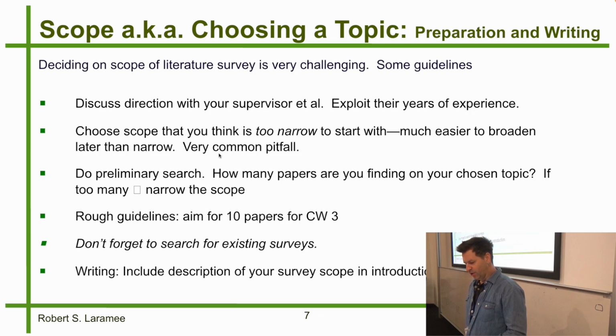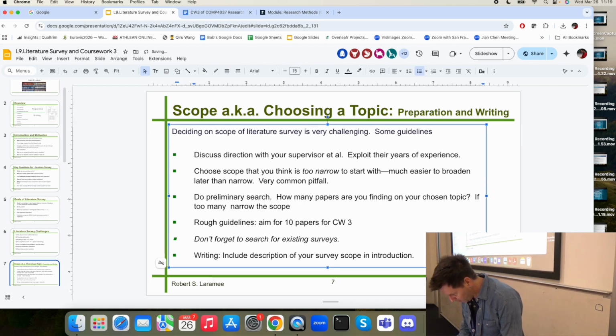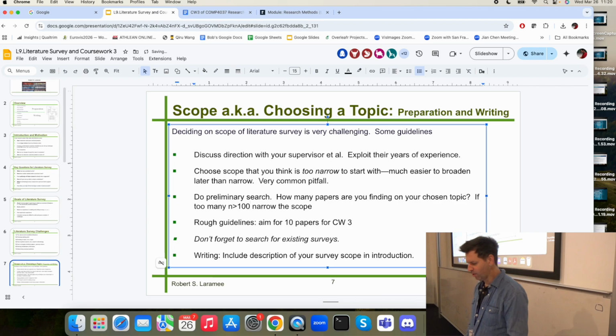Some more guidelines. You can do a preliminary search. How many papers are you finding on your chosen topic? If it's too many, then you narrow the scope. For example, if n is greater than 100, narrow the scope. If you find too many papers on your topic, you need to narrow the scope. So you can do a preliminary search. And then for coursework 3, you're aiming for 10 papers.